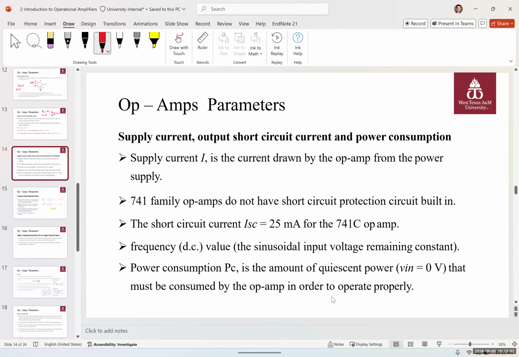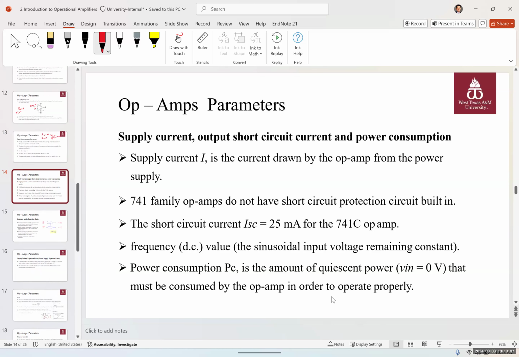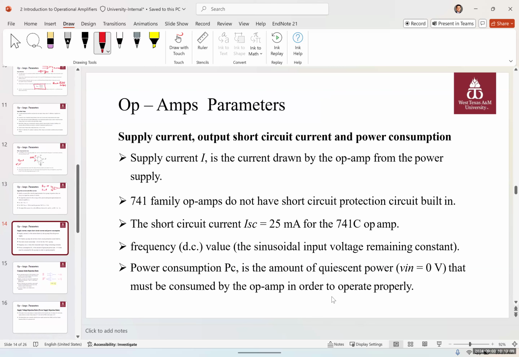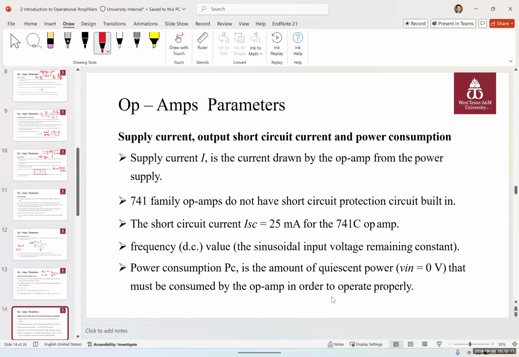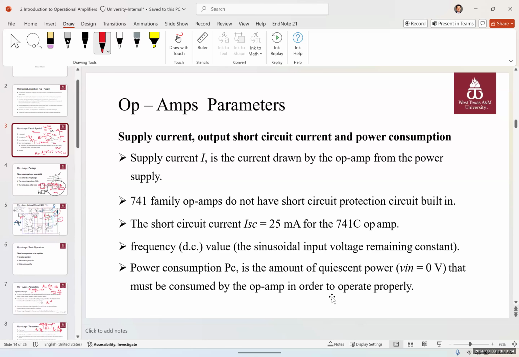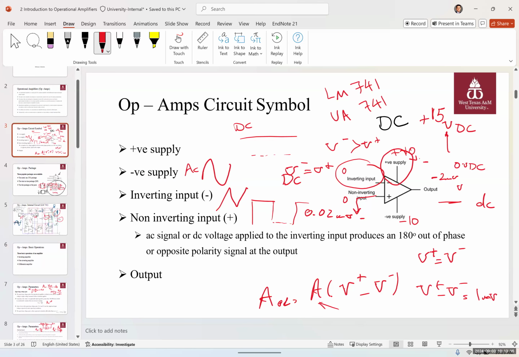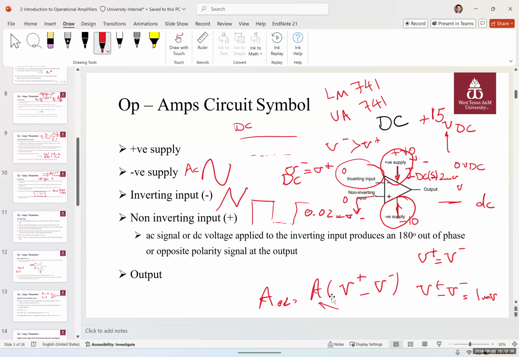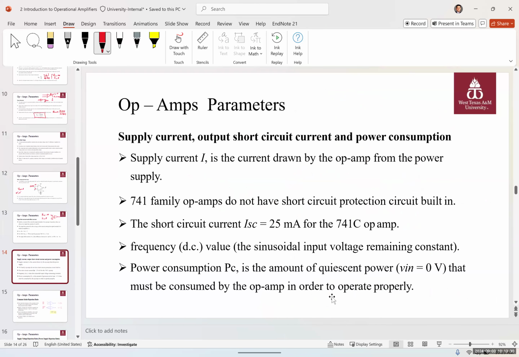The other parameter we have is the supply current. So the supply current is the current that is coming from the supply. Let me go back a little bit. Or a DC supply. And this current is called the supply current. I'm going to call it DC supply. So it's the current drawn by the op amp from the power supply.